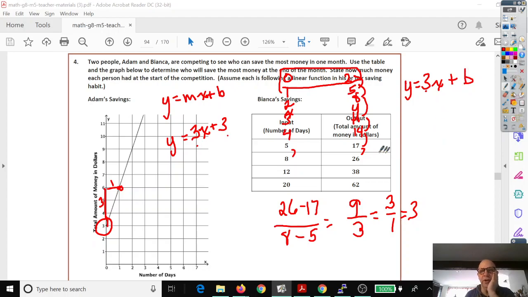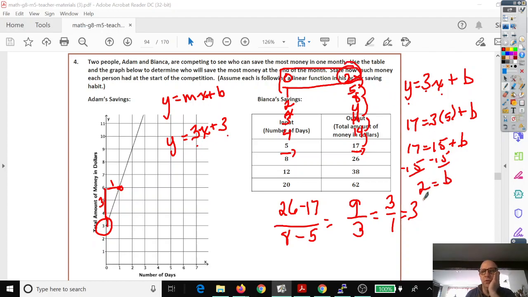The other way to check it is to put one of these points in for x and y. So my y is 17 and my x is 5. And then I just solve for b. 3 times 5 is 15. Subtract 15 on both sides. We have 2 equals b. So this is 2. This showed me 2. You can do it any way you want.